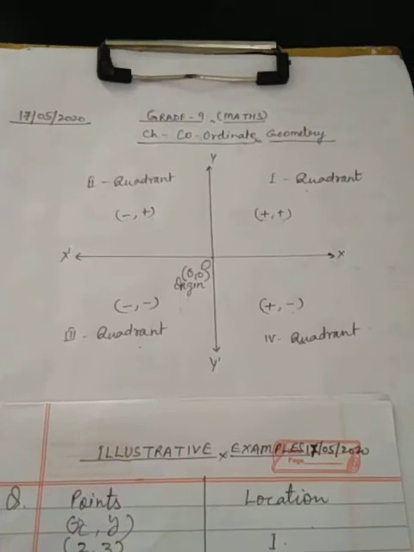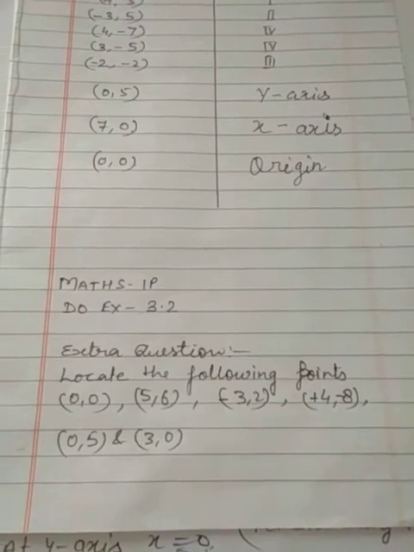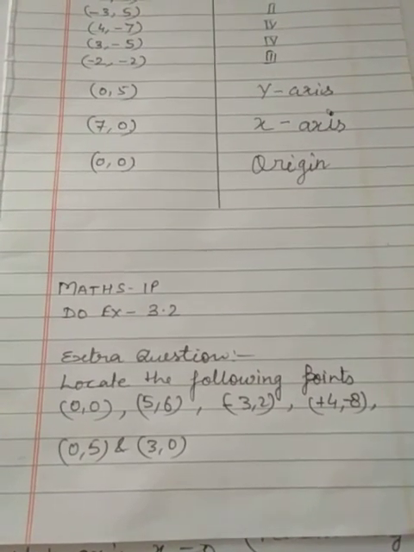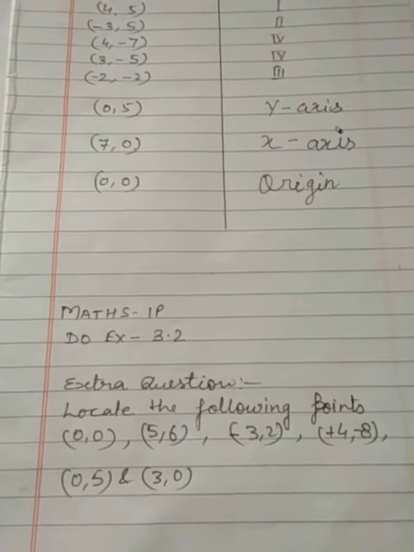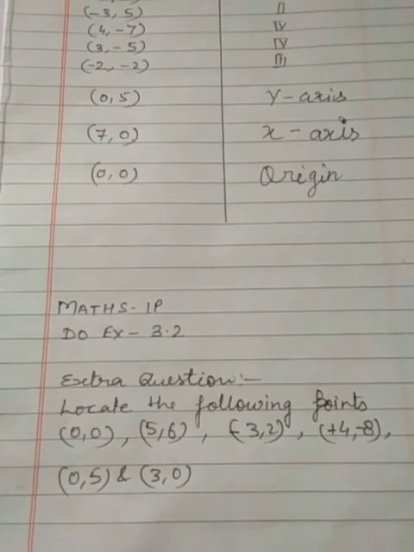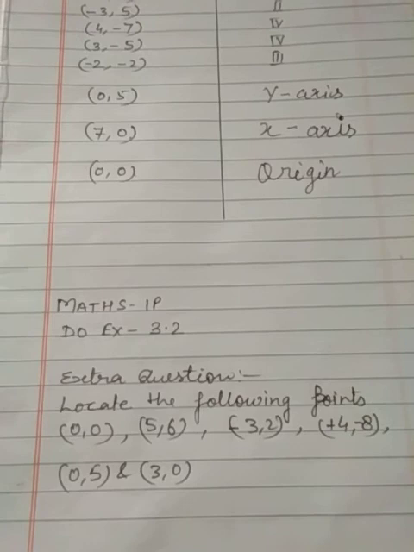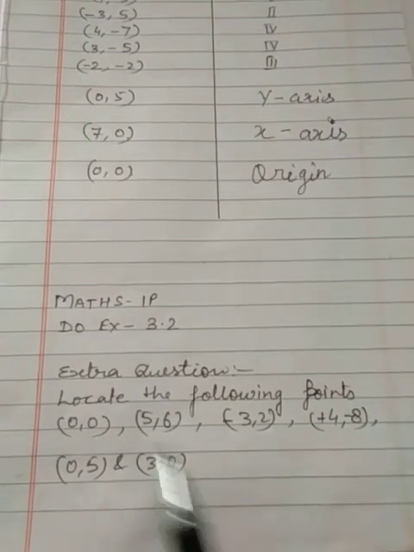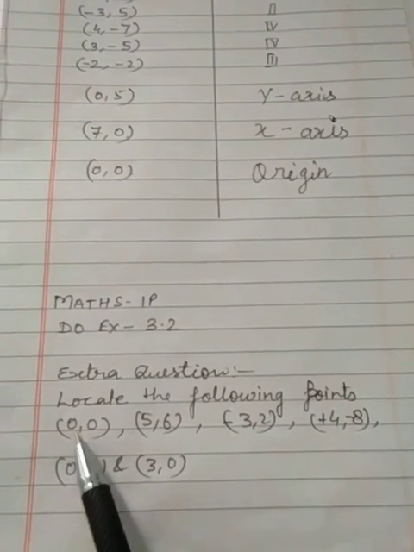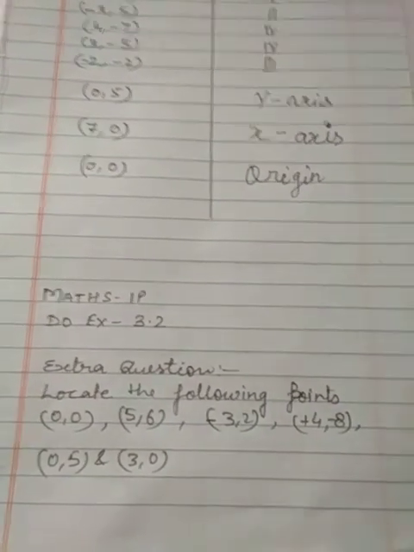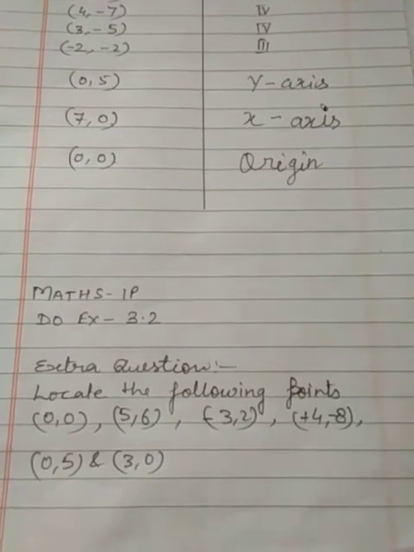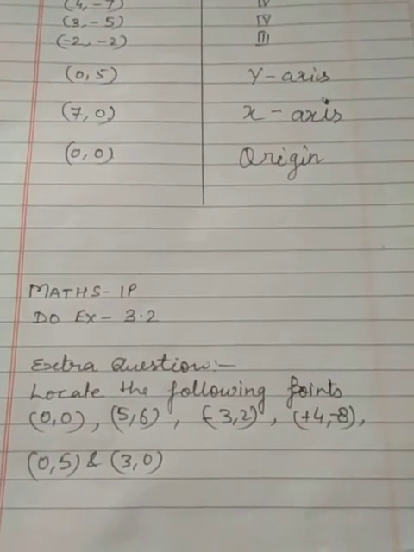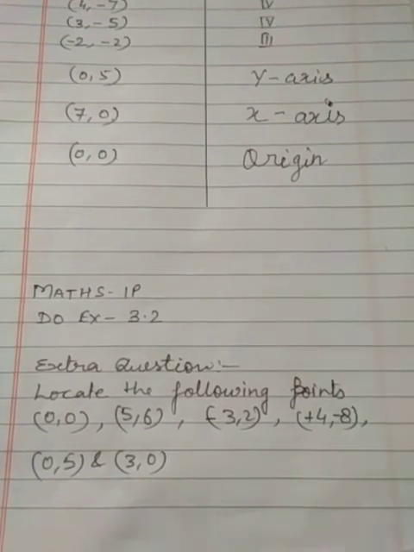I will discuss some more points in the next video. So your today's homework is to do exercise 3.2 again, because I think the last video was not working properly due to some technical problem. I regret that, but this video will work properly. Go through this video and do the questions of exercise 3.2, and as an extra question you will make a table. You will write down the points in one side, column A, and in column B you have to mention the location, meaning in which coordinate these points lie.